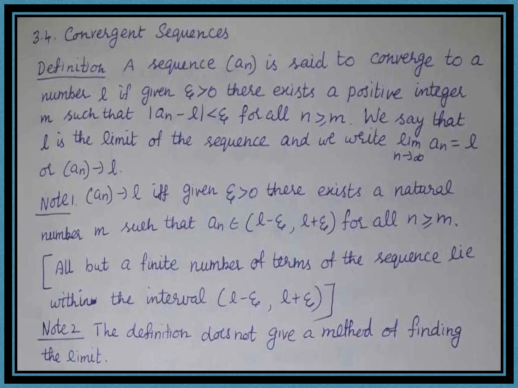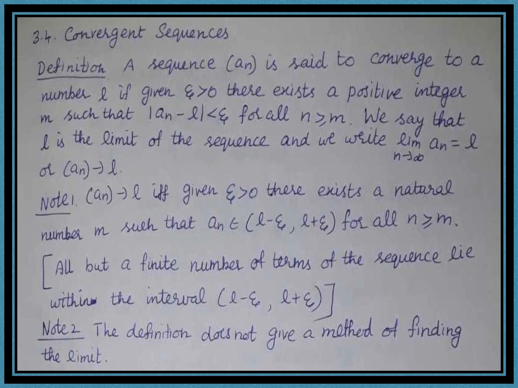you find the limit L. Epsilon is a very small positive value. You choose a positive integer m. So you can neglect the terms a1, a2, etc. up to am. After am, if you take any term from the sequence and find the difference between that term and L, its absolute value will be smaller than that small value epsilon. In that case, we can say the sequence converges to L.